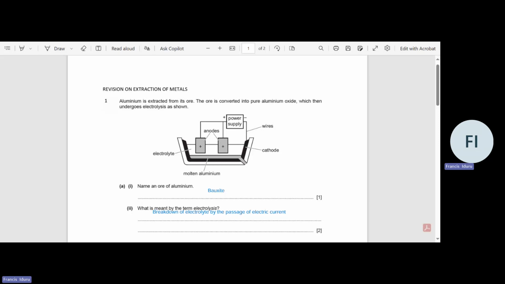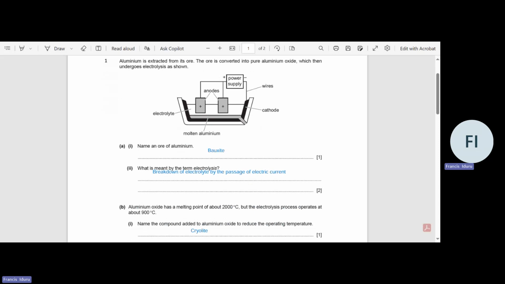The ore of aluminium is bauxite. Bauxite is the ore of aluminium, whereby when aluminium is extracted, it is a profitable venture, and so it is an ore that contains a large proportion of aluminium.